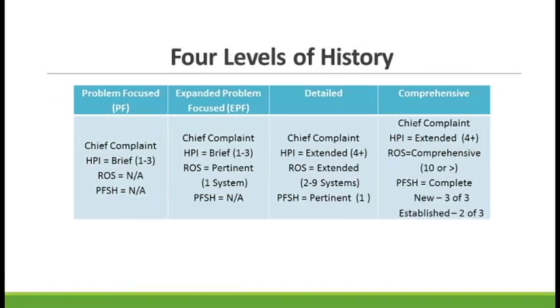There are four levels of history, and the amount of elements required vary for each level. Every E&M code, regardless of the setting in which the patient is seen, must have a chief complaint. The HPI, ROS, and PFSH requirements are higher for detailed and comprehensive histories than they are for problem-focused or expanded problem-focused histories. For patients with more complex conditions, or for patients that have not been seen before, it is often medically necessary to obtain a more extensive history.